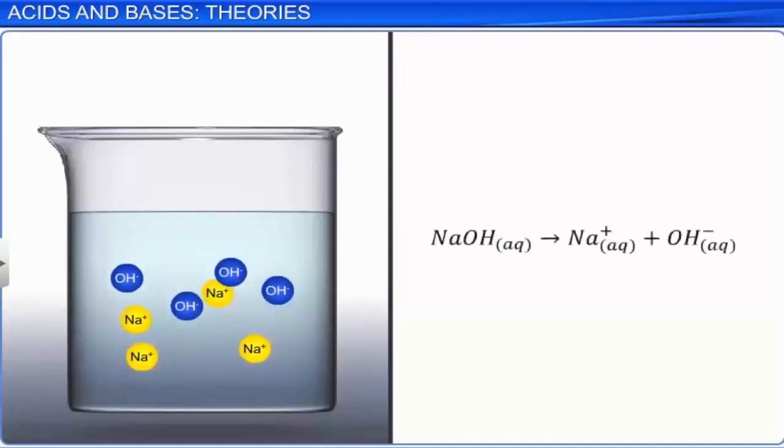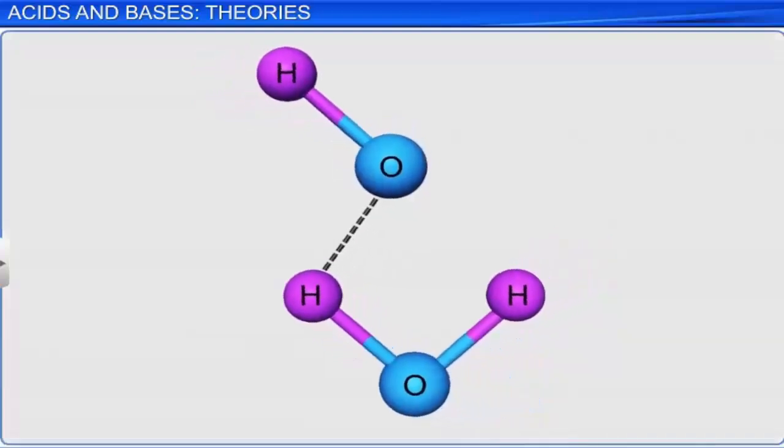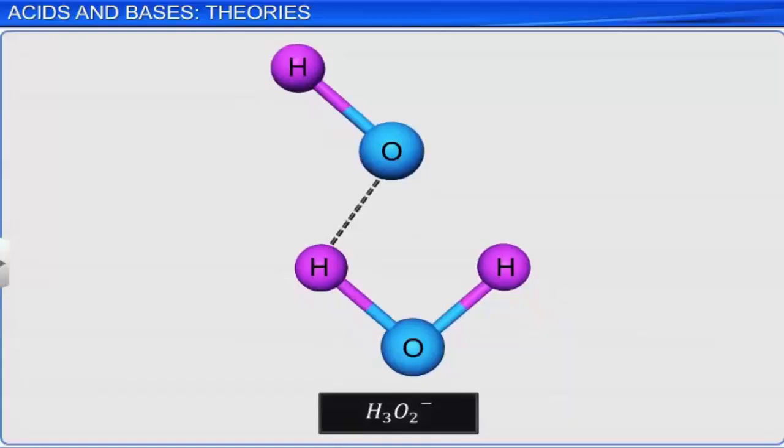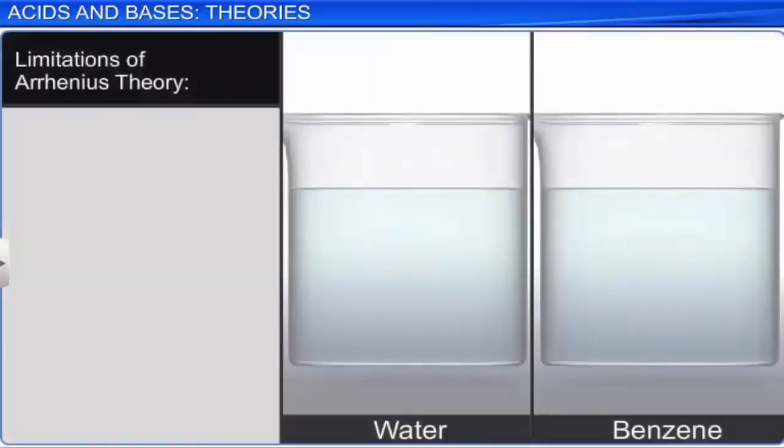A hydroxyl ion, like H+, also exists in the hydrated form, like H3O2-. Although H+ and OH- exist in the hydrated form, for the sake of simplicity, we usually write H+ and OH- rather than H3O+ and H3O2-. However, the Arrhenius theory of acids and bases has some limitations. It is limited to aqueous solutions only.